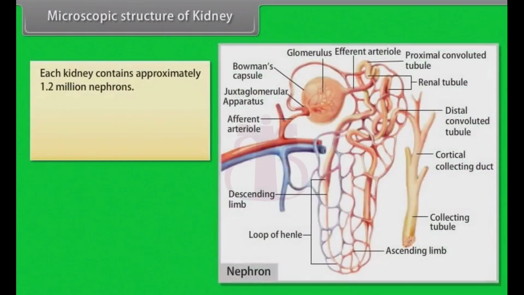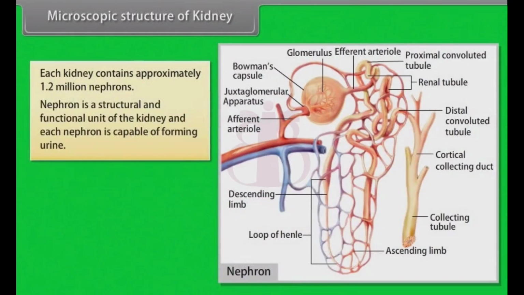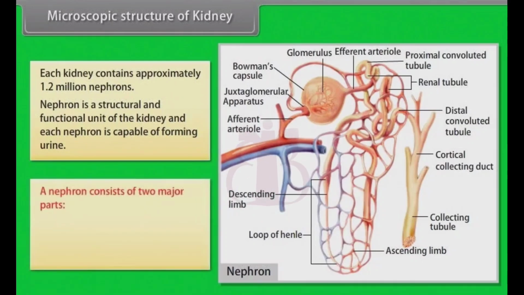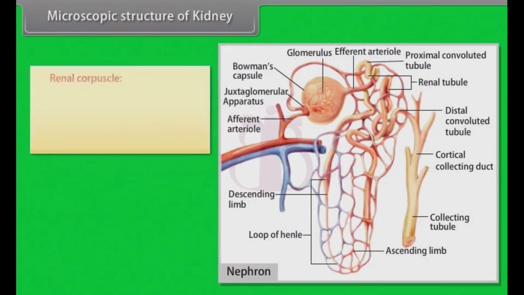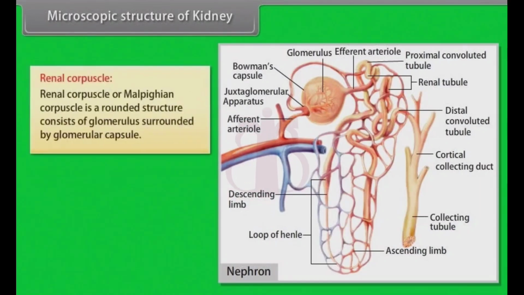Microscopic structure of kidney. Each kidney contains approximately 1.2 million nephrons. Nephron is the structural and functional unit of the kidney, and each nephron is capable of forming urine. A nephron consists of two major parts: renal corpuscle and renal tubule. Renal corpuscle. Renal corpuscle or Malpighian corpuscle is a rounded structure that consists of glomerulus surrounded by glomerular capsule.